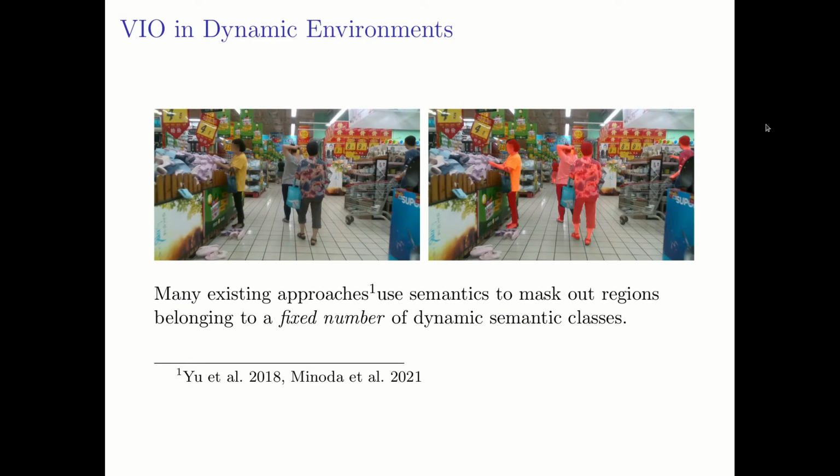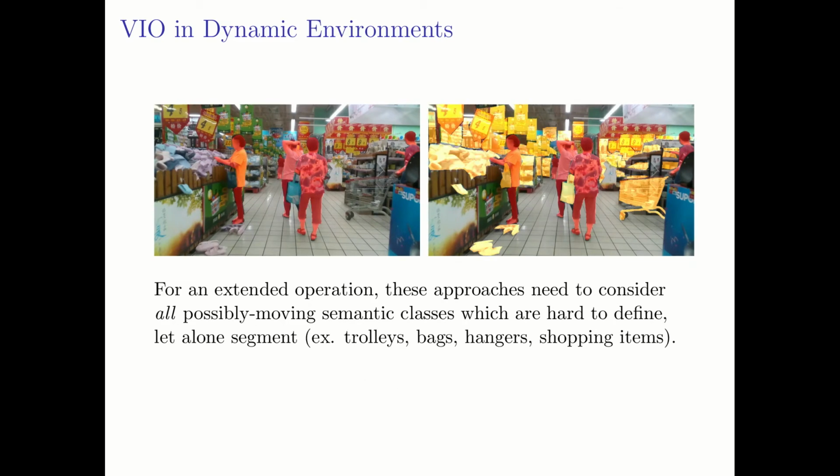A common approach to deal with this problem is to use semantic segmentation models to mask out regions belonging to potentially dynamic classes such as people or vehicles. A problem with this approach is that it is difficult to segment out all possible dynamic objects, as this list is often not finite and tends to vary across scenes. For example, in this image shown here, though it is possible to segment out the people, it is not trivial to train for or segment the other dynamic objects such as trolleys, bags, and paper hangers.